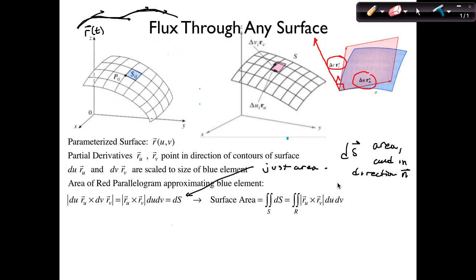So it's related to, but not the same as flux. This is related to flux, where we're summing up all the little area vectors. Each of those area vectors is the cross product of our r_u du and r_v dv, not the magnitude of that. Okay, so now back to flux.